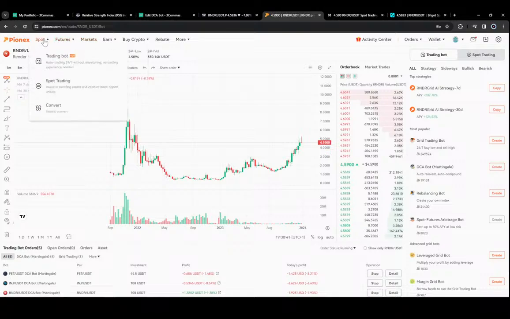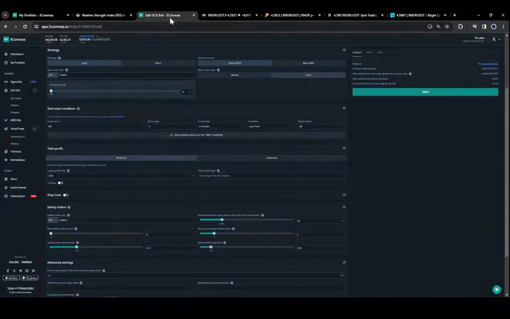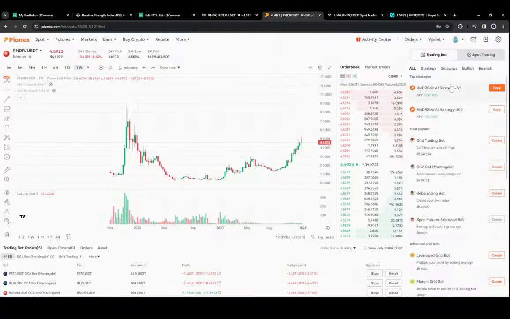Where do we go? Spot right here on the top menu, trading bots. So like this, and we will see this interface right here. And there's a number of templates that you could use for creating a bot. So the DCA bot, the terminology we use in 3 commas, is normally called martingale in other platforms. So here it is, spot DCA martingale.